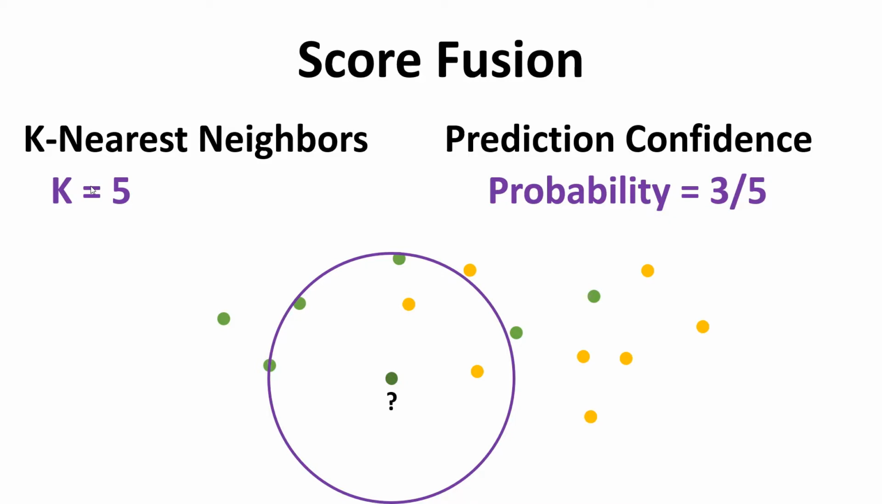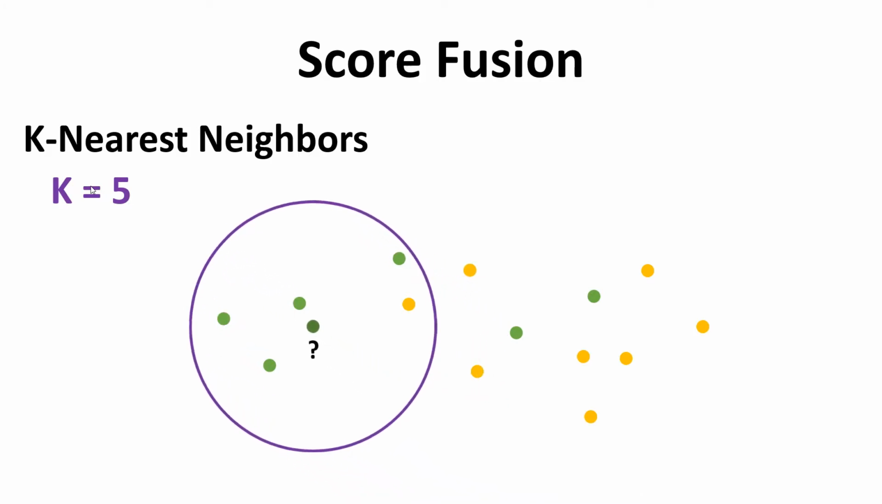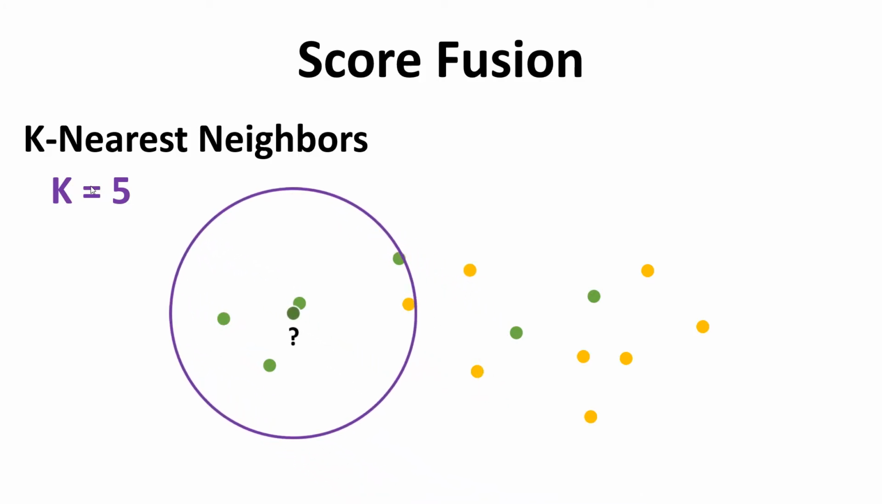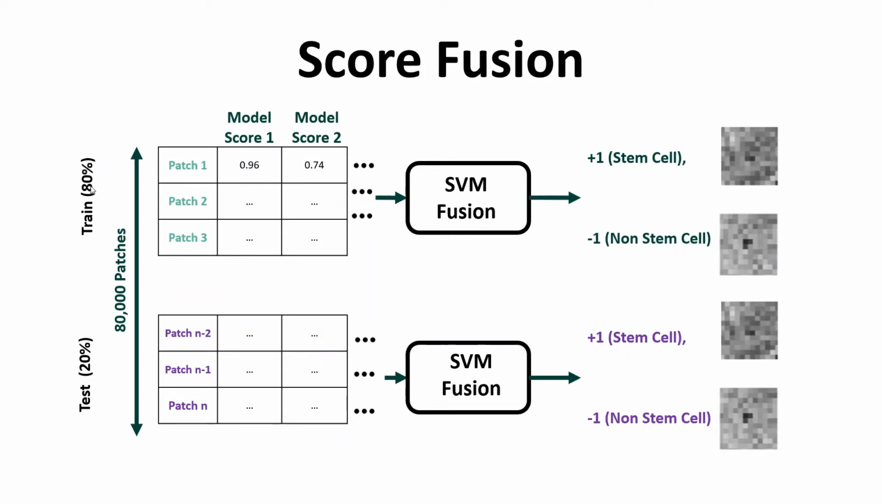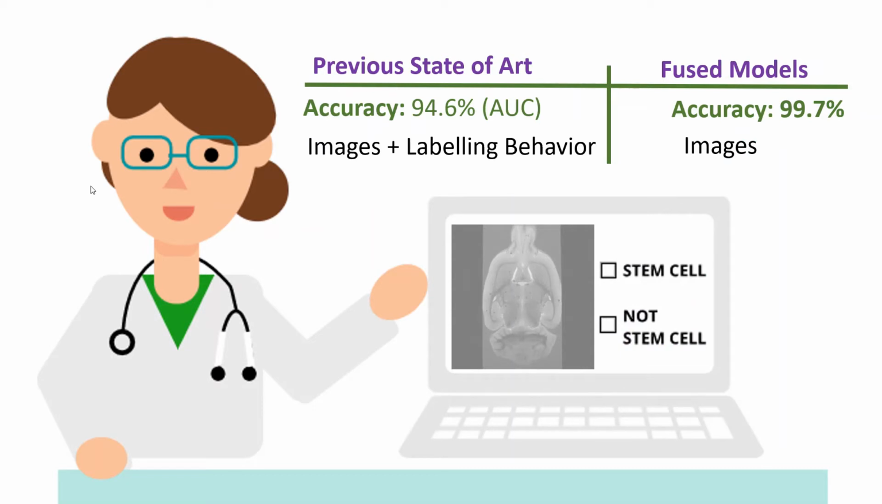However, the same KNN classifier model would have much higher confidence in predicting this dot as green, where 4 out of the 5 neighbors are green. And once we have a score for each of our models on all the MRI patches, we train an SVM to fuse the models together and produce a new prediction. And this approach gives us an AUC accuracy of well over 99%.